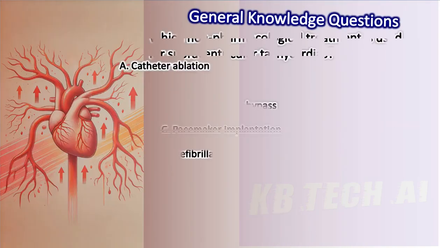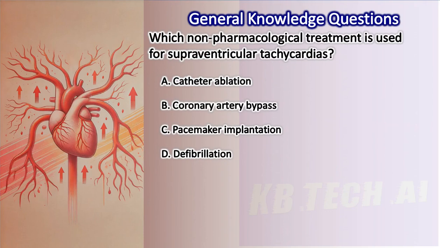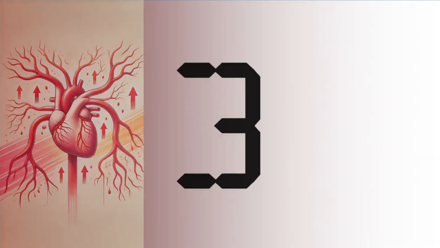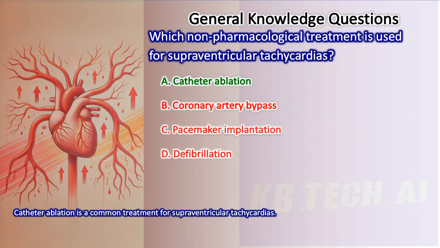Bradycardia. Which non-pharmacological treatment is used for supraventricular tachycardias? Option 1. Catheter ablation. Option 2. Coronary artery bypass. Option 3. Pacemaker implantation. Option 4. Defibrillation. The answer is option 1.